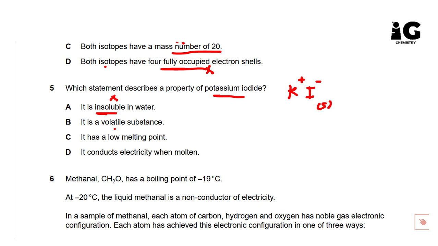Letter B, it's a volatile substance. Actually we said it's a solid, so volatility is a property for liquids. And here, it has a low melting point. This is also not correct, because it should be a high melting point to overcome the ionic bond, and you know the ionic bond is a really strong bond. Letter D, it conducts electricity when molten. This is completely true, because when potassium iodide is molten, it means we have movable ions of K plus and I minus.